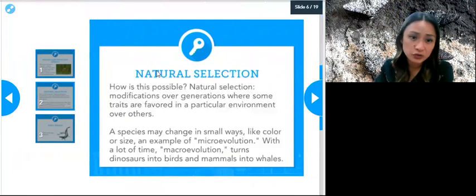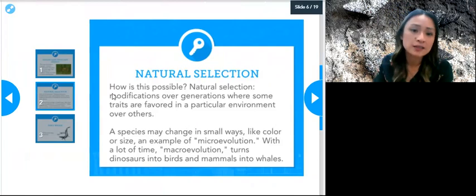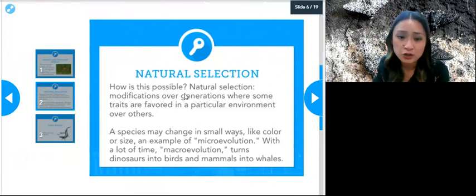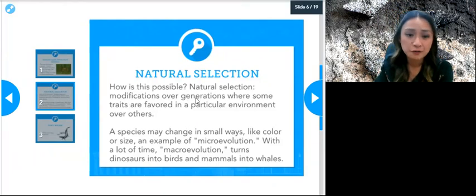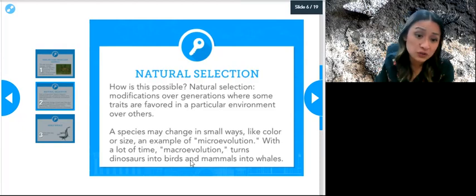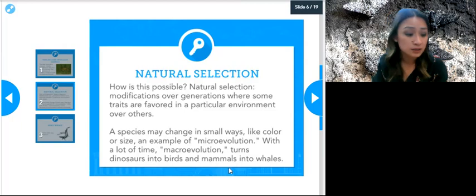Here we've got natural selection. How is this possible? Well, natural selection, modifications over generations, where some traits are favored in a particular environment over others. A species may change in small ways like color or size, an example of microevolution. With a lot of time, macroevolution turns dinosaurs into birds and mammals into whales.